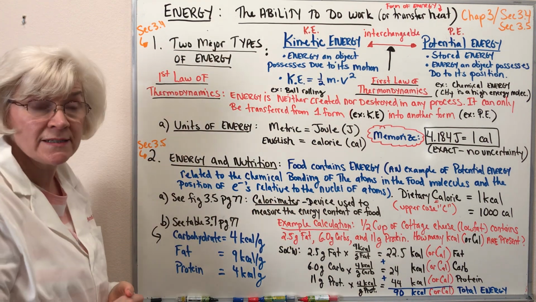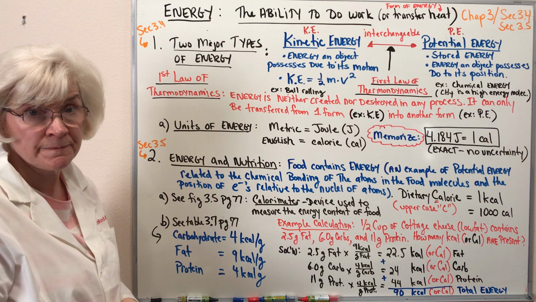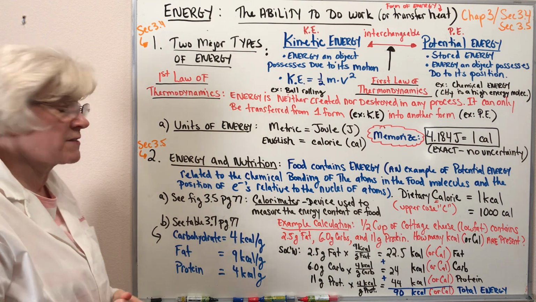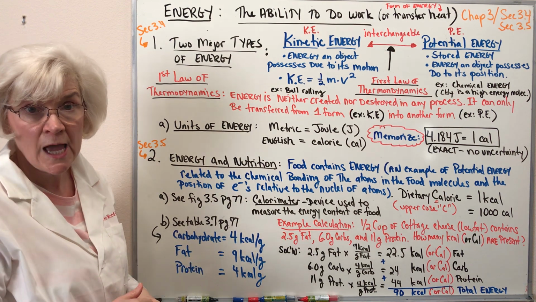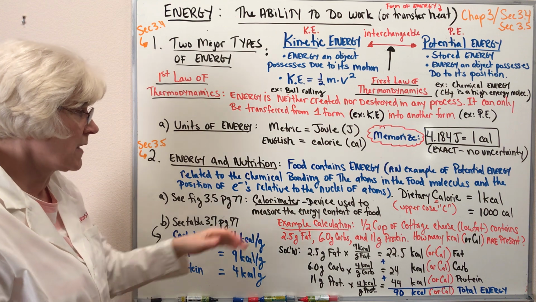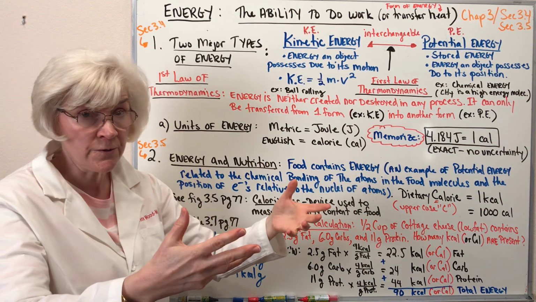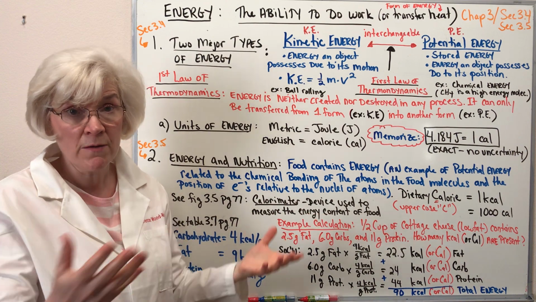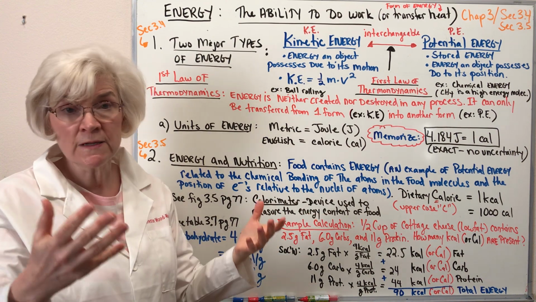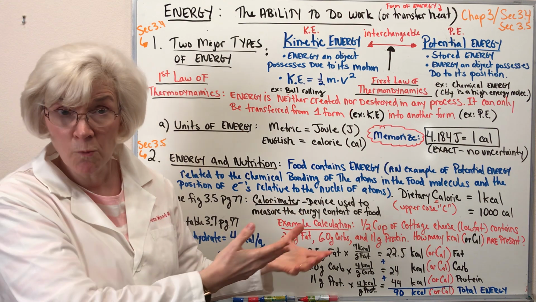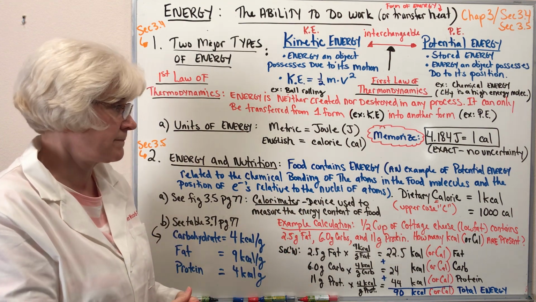Let's continue on and now discuss energy and nutrition. This information is found in section 3.5 of the Chem 2A textbook. We all know that food contains energy. We need to eat food to obtain the energy our body needs for us to live and move and think and watch this video and understand it.